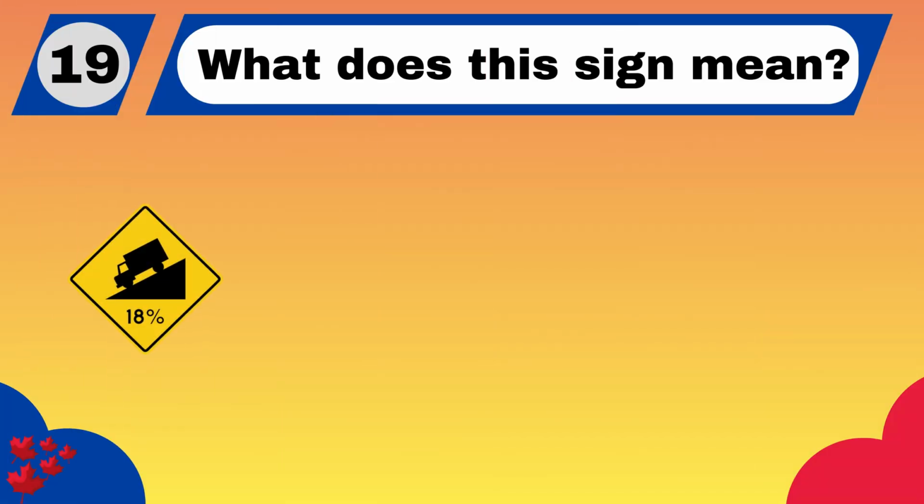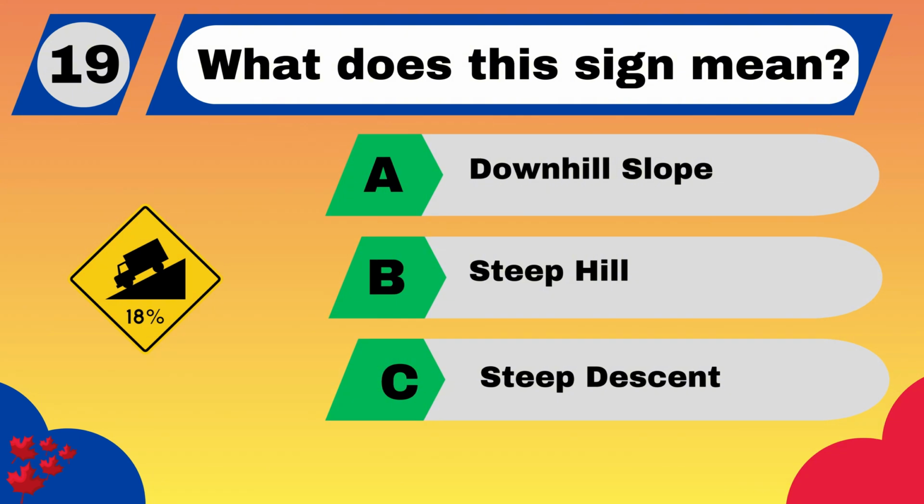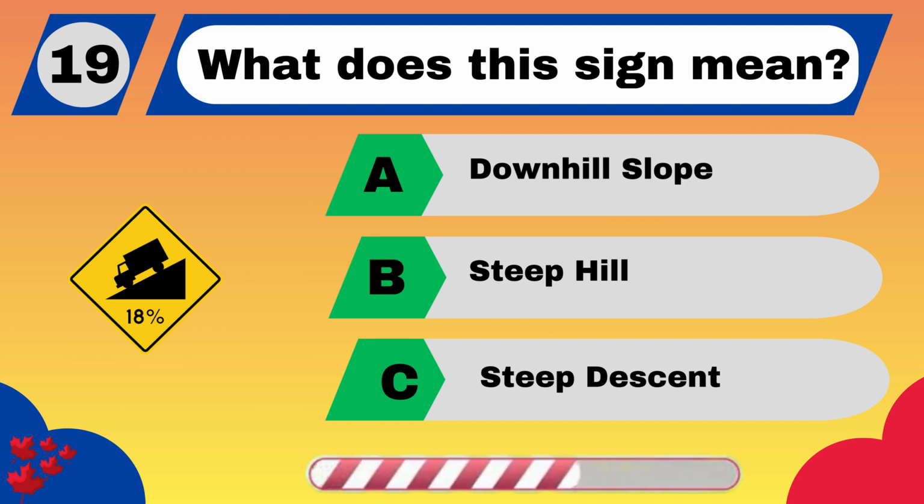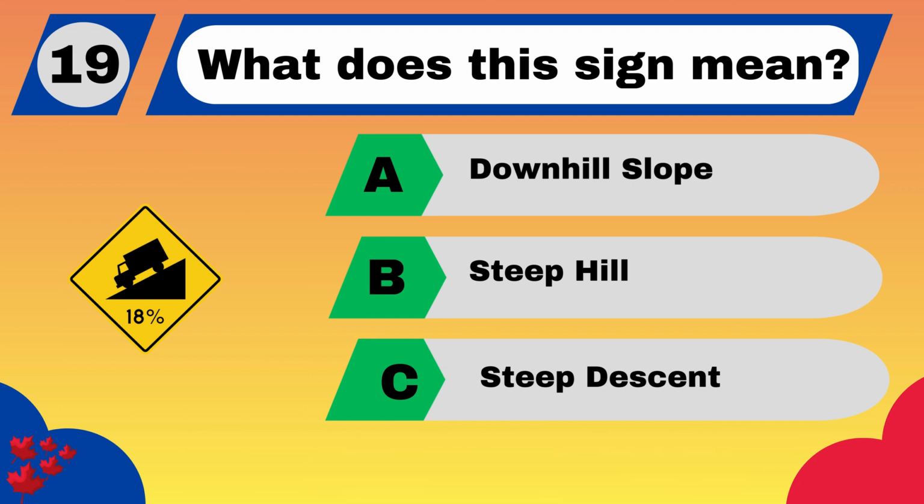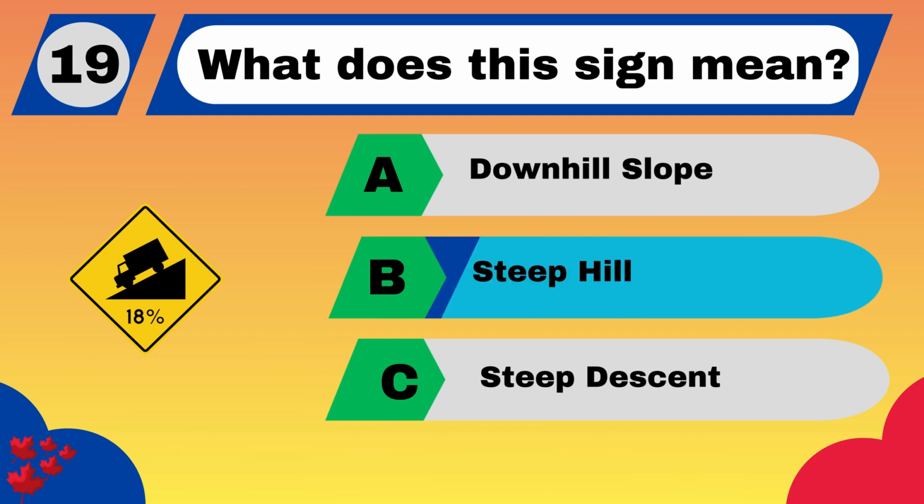Question 19. What does this road sign mean? A. Downhill slope. B. Steep hill. C. Steep descent. You got it. B. This sign warns drivers of a steep hill.